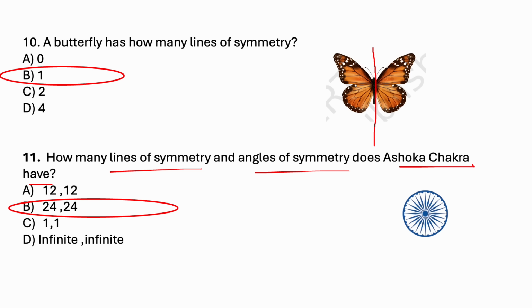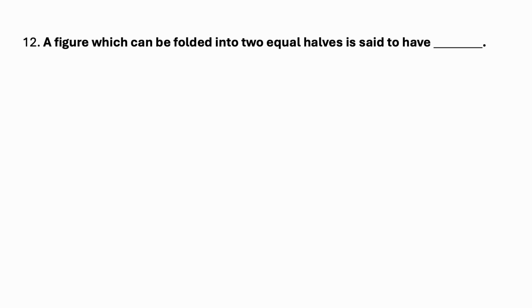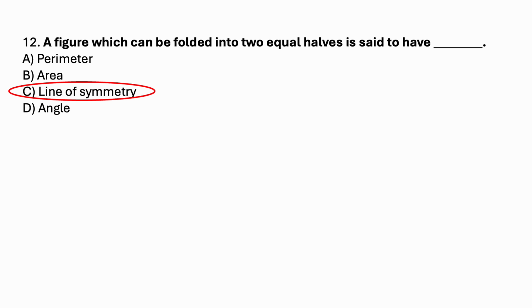24, 24. Ashoka Chakra, it has 24 spokes. So, number of lines of symmetry is 24 and number of angles of symmetry is also 24. Next one, a figure which can be folded into two equal halves is said to have. Options are perimeter, area, line of symmetry, angle. A figure which can be folded into two equal halves is said to have line of symmetry.